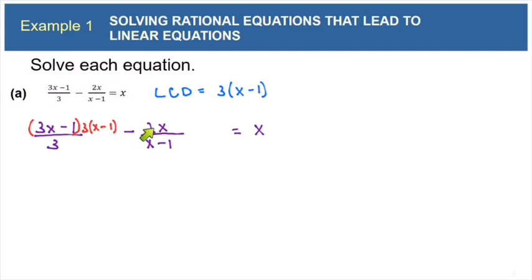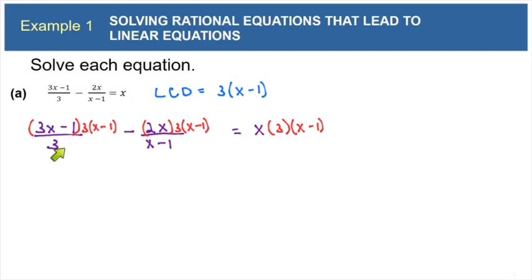Same thing here. So I'm going to multiply 2x times 3 times (x minus 1). And same thing over here. I'm going to multiply this side by 3 times (x minus 1). So remember that the rule we're using here is that we can multiply an equation by anything we want as long as we do it to both sides. So I had to multiply everything on the left by the LCD, and I had to multiply everything on the right by the LCD. And now let's see what happens.